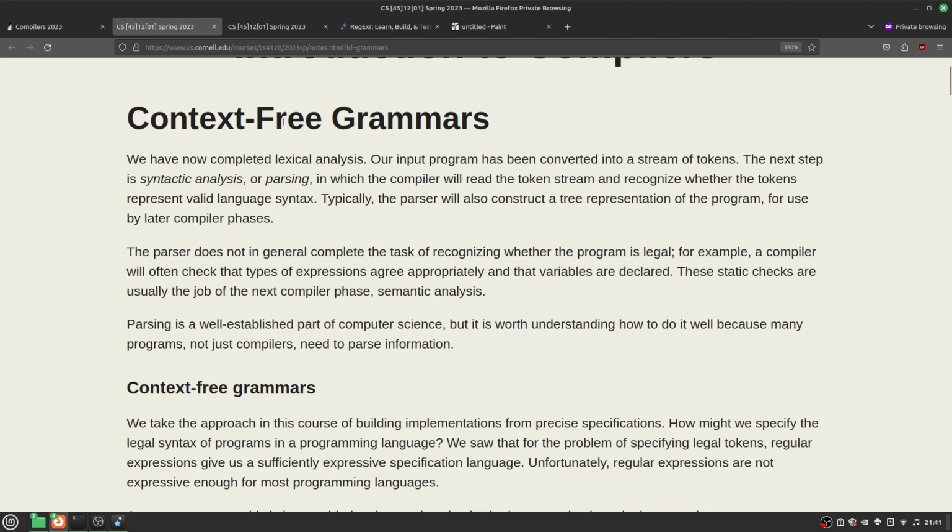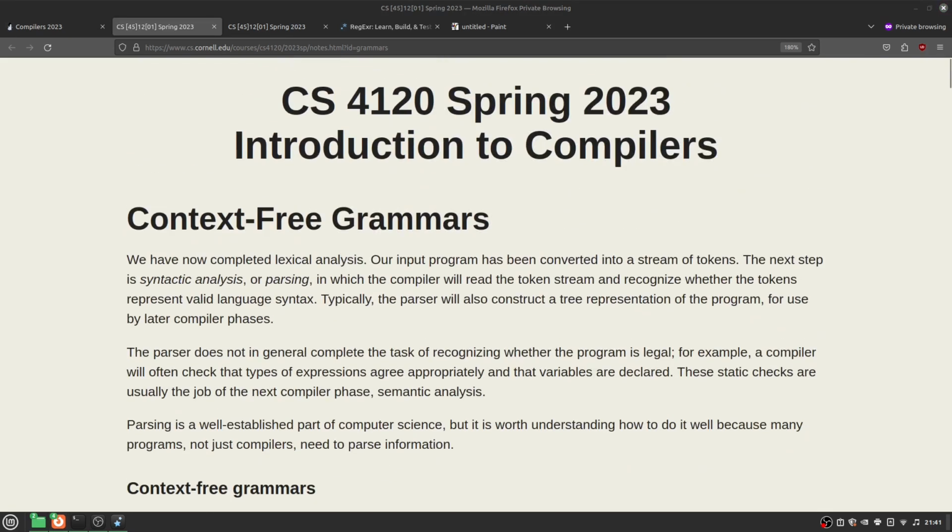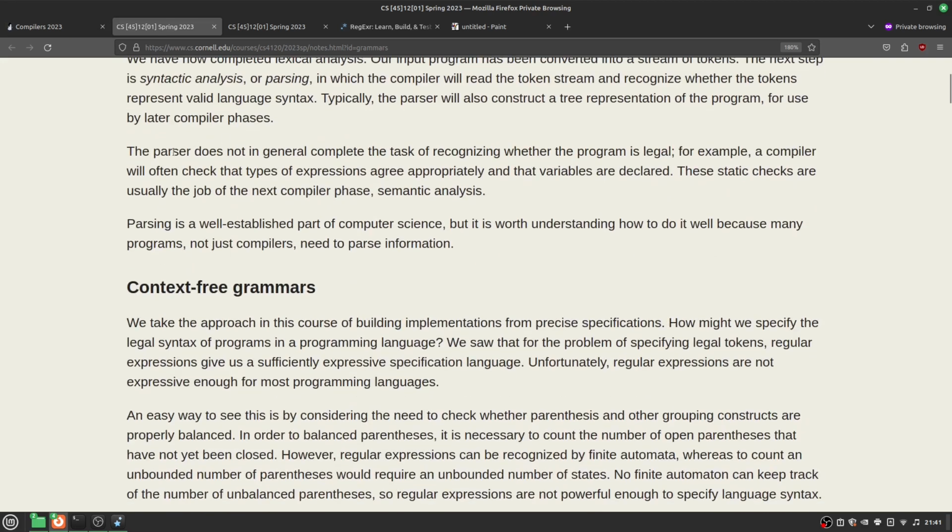All right. Let's get into syntactic analysis. We've now completed lexical analysis. Our input program has been converted into a stream of tokens. The next step is syntactic analysis, or parsing, in which the compiler will read the token stream and recognize whether the tokens represent valid language syntax. Typically, the parser will also construct a tree representation of the program for use by later compiler phases.